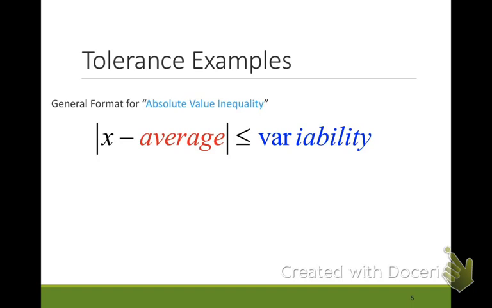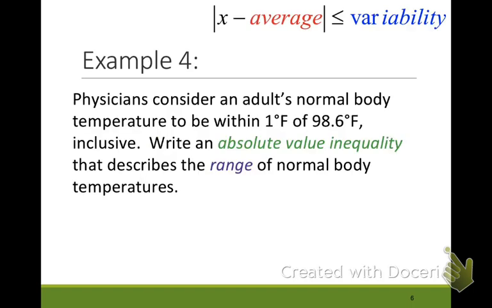So if it says physicians consider an adult's normal body temperature to be within 1 degree Fahrenheit of 98.6. So you go to the doctor, first thing they do, they check your temperature, and they say, yes, you have a fever, no, you do not. Okay? So 98.6 is normal. So if we think about this, it says write an absolute value inequality that describes a range of normal body temperature from there.